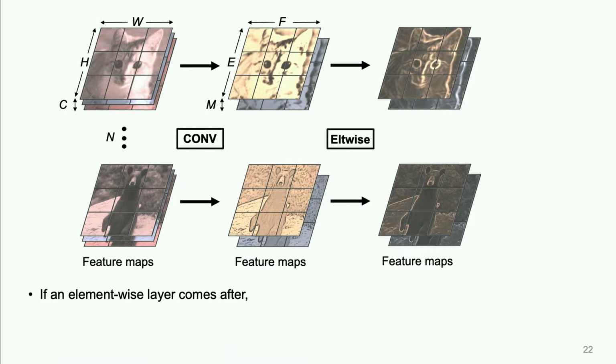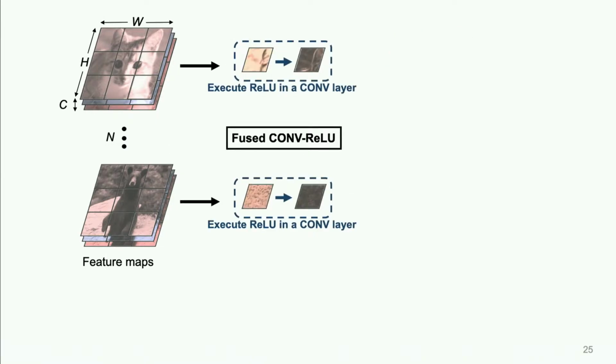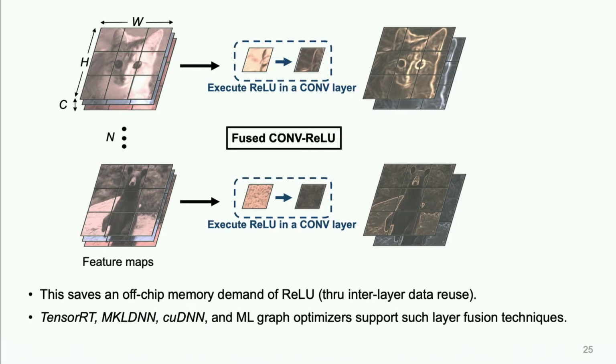So let's say we have another element-wise layer after convolution. For example, we can have a ReLU layer after convolution. In this case, we can fuse them. We can fuse the convolution and ReLU together, making only one single fused layer. In the fused layer, we execute the ReLU function as soon as an output comes out from the convolution, thereby saving a lot of memory bandwidth demand on this ReLU layer, because we don't really need to read the input feature maps on this ReLU layer. This is what is called interlayer data reuse, and this kind of layer fusion technique is so common in modern machine learning libraries, backend vendor libraries, and graph optimizers. Then what's the problem here?